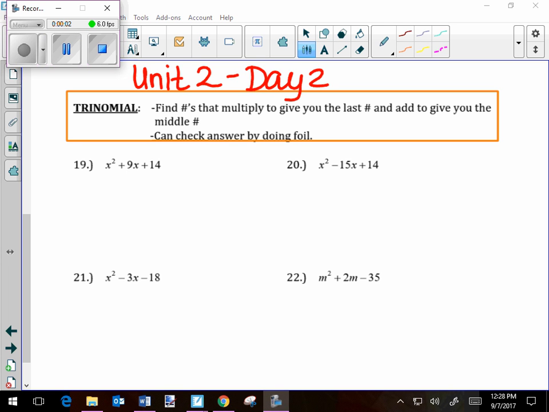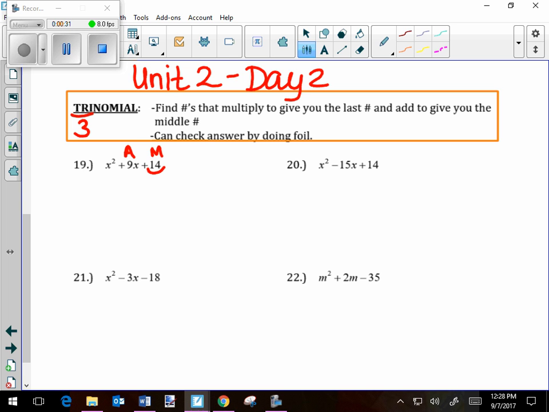For the second day of Unit 2, we are going to be working on another kind of factoring, and it's called trinomial factoring. That means that you should have three, the prefix tri means three terms in your original problem. And what we're going to do is look for numbers that multiply to this 14 and add to this 9. And those numbers are going to help us factor this trinomial.